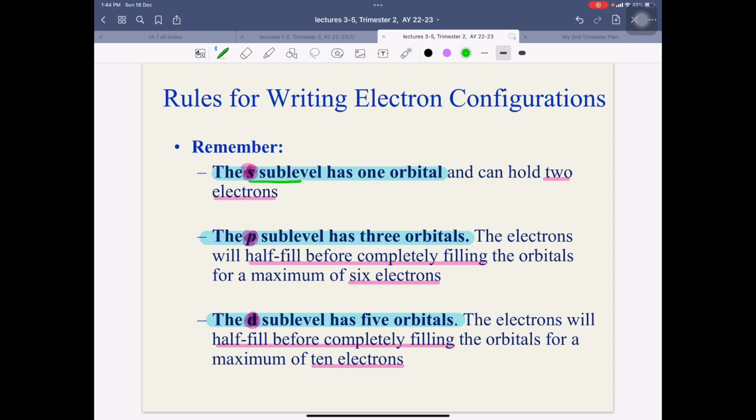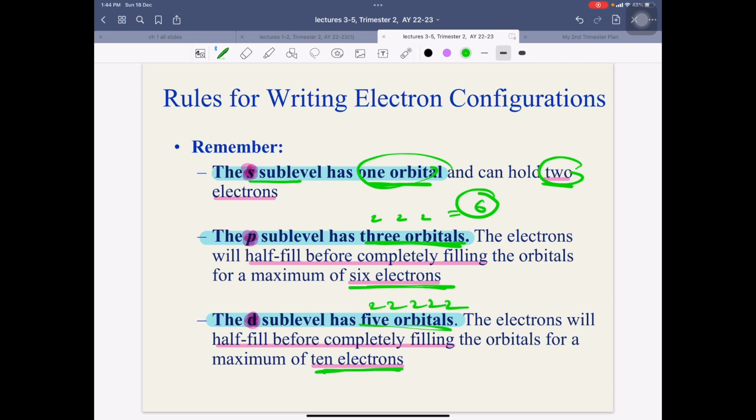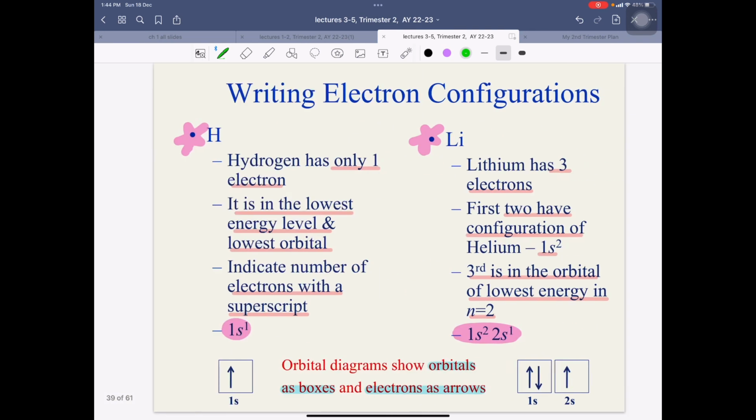After that we're gonna go هنا. Remember the s sublevel has one orbital that can hold two electrons. The p sublevel has three orbitals, so في كل orbital two electrons، فبيكون can hold up to six electrons. The d sublevel has five orbitals، يعني بيكون عندي 10 electrons، وكلها half filled before they become completely filled.